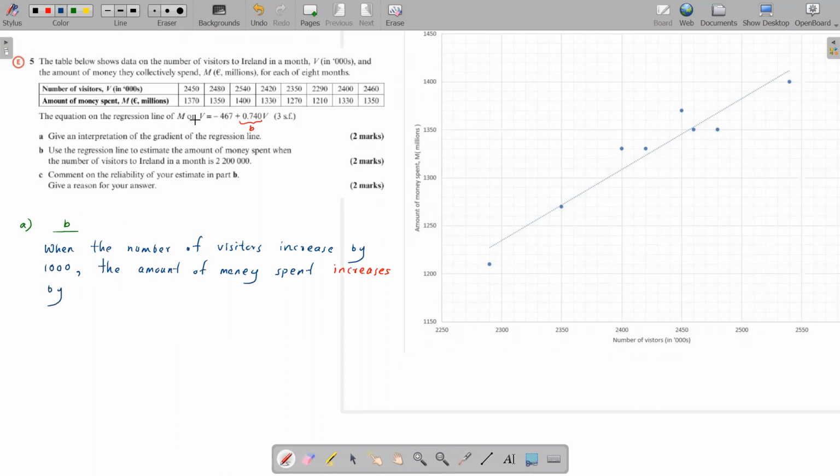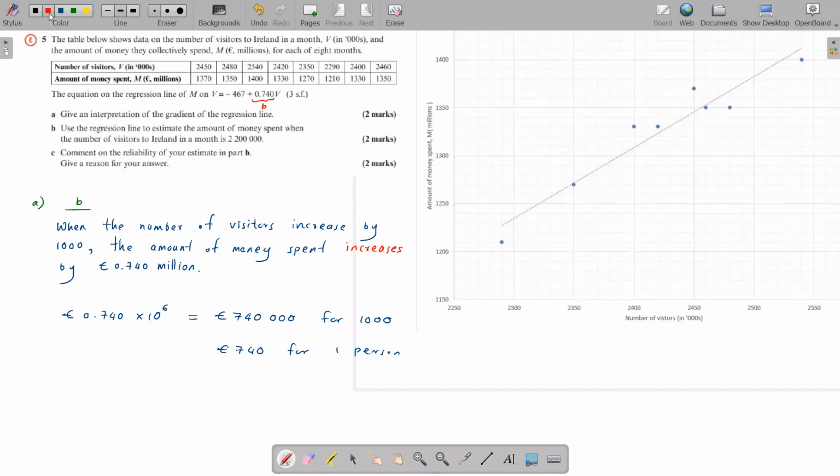by how much? By 0.740. Y is in millions of euros. So 0.740 million euros. Can you guys see what's going on here? Right, guys? So be very cautious here. You have to be really cautious about the unit.